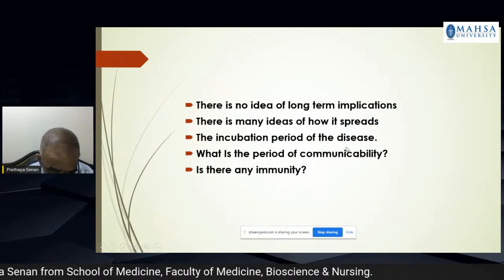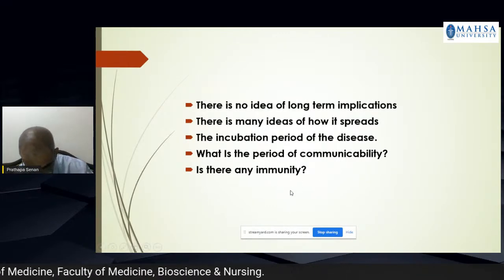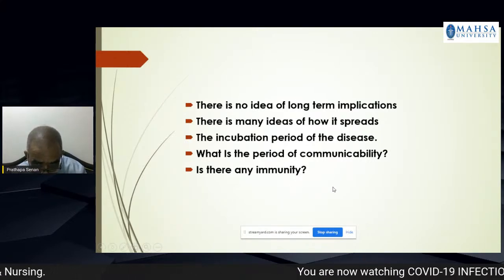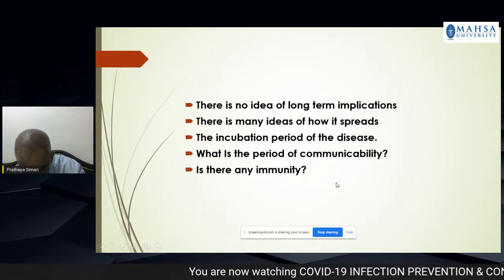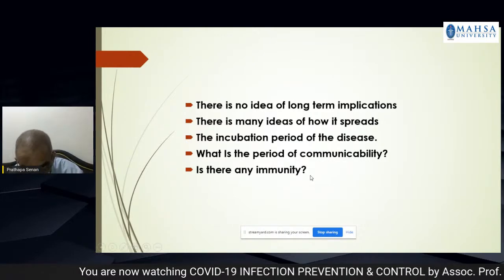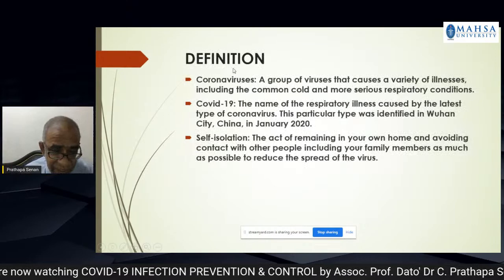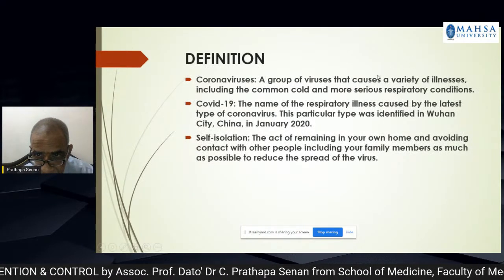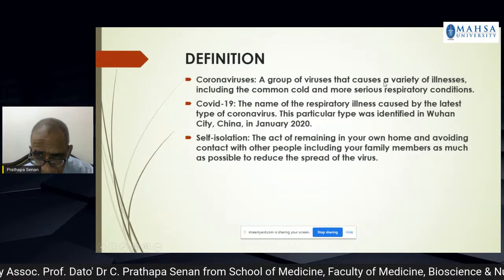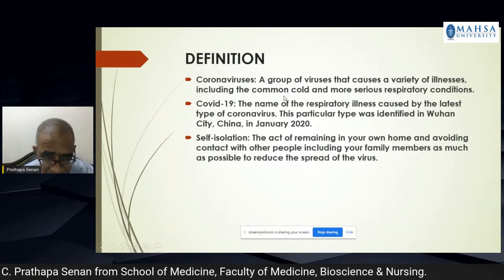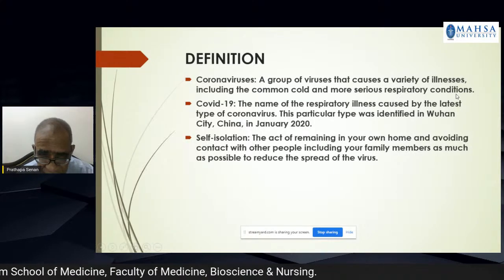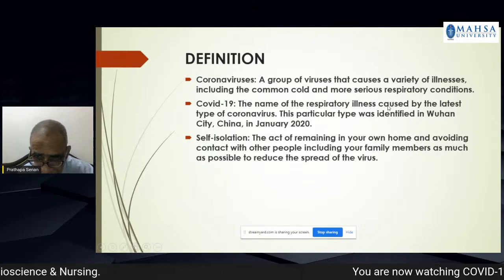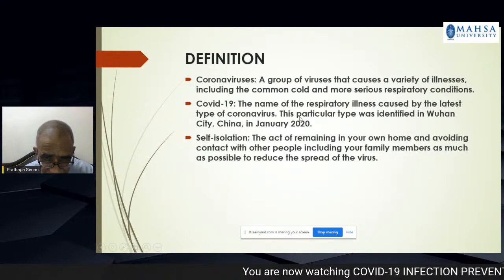Is there any immunity? Now, if it's a new disease, you would not have any immunity, but like in SARS, you may have some cross immunity because of similar genetic material. Different definitions. Coronavirus: a group of viruses that cause a variety of illnesses, including the common cold and more serious respiratory conditions.